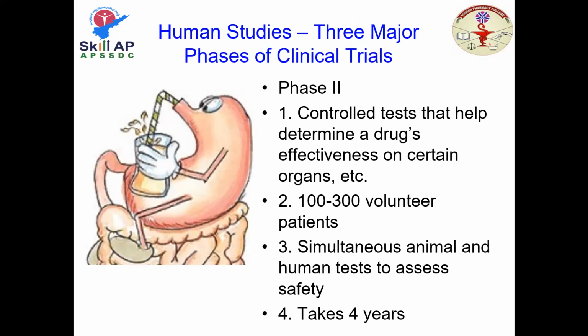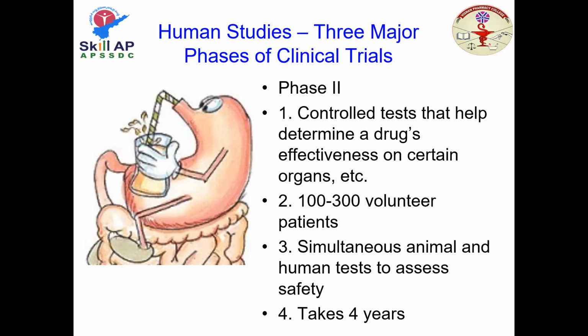And we also identify what dose we have to give, because metformin is 500 mg, glipizide is 5 mg, paracetamol 650, 500. It differs. So what dose do we have to give humans to treat? What dose has to be given for pregnant women, children, and elderly patients? We have to identify that. So controlled tests help determine the drug's effectiveness on certain organs.